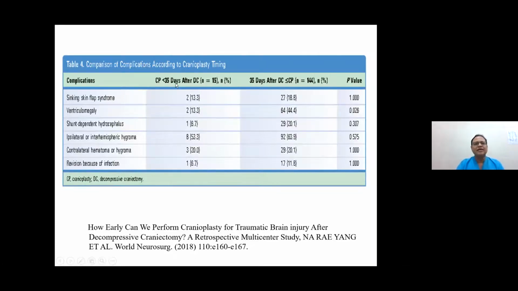And you can see here, the incidence of sinking flap syndrome is 13% within 35 days, whereas it is almost 20% after 35 days. So it is always better to do a cranioplasty earlier, or within 1 month following traumatic brain injury, as by that time the edema has come down.